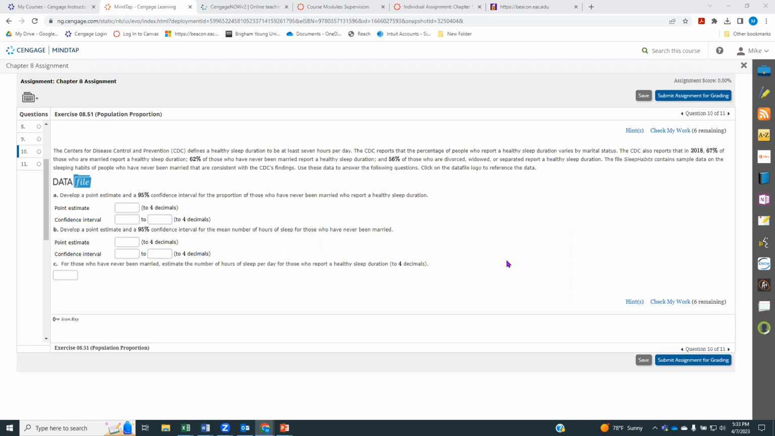62% of those who have never been married report healthy sleep, and 56% of those who are divorced, widowed, or separated report healthy sleep. The file Sleep Habits contains sample data on the sleeping habits of people who have never been married that are consistent with the CDC's findings. Use the data to answer the following questions. So we'll click on the data file here, and we'll download it.